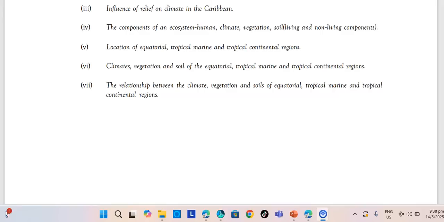Soil in an equatorial region: poor and thin, even though the forest looks rich. Heavy rain washes away minerals. Most nutrients are in the plants, not the soil.